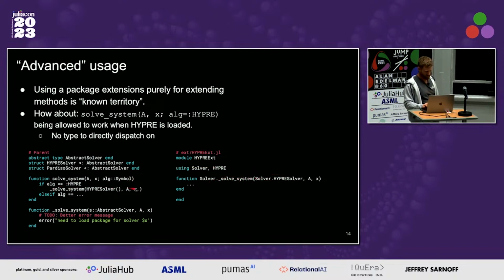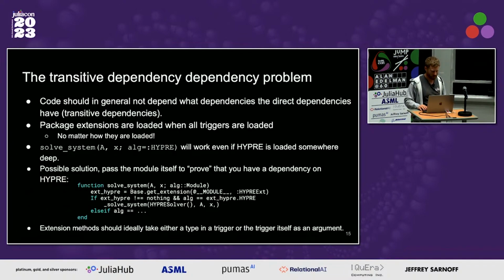So then when we call this, it's going to call the function in the extension here. And if that's not loaded, we have a fallback here, which just takes an AbstractSolver. So if we're trying to call with the hyper algorithm and the extension is not loaded, we're going to end up here because this is going to be the best matching method. And then we give an error. It should be a better error message, but you need to load some package for this solver. So that would be an initial attempt at doing this.